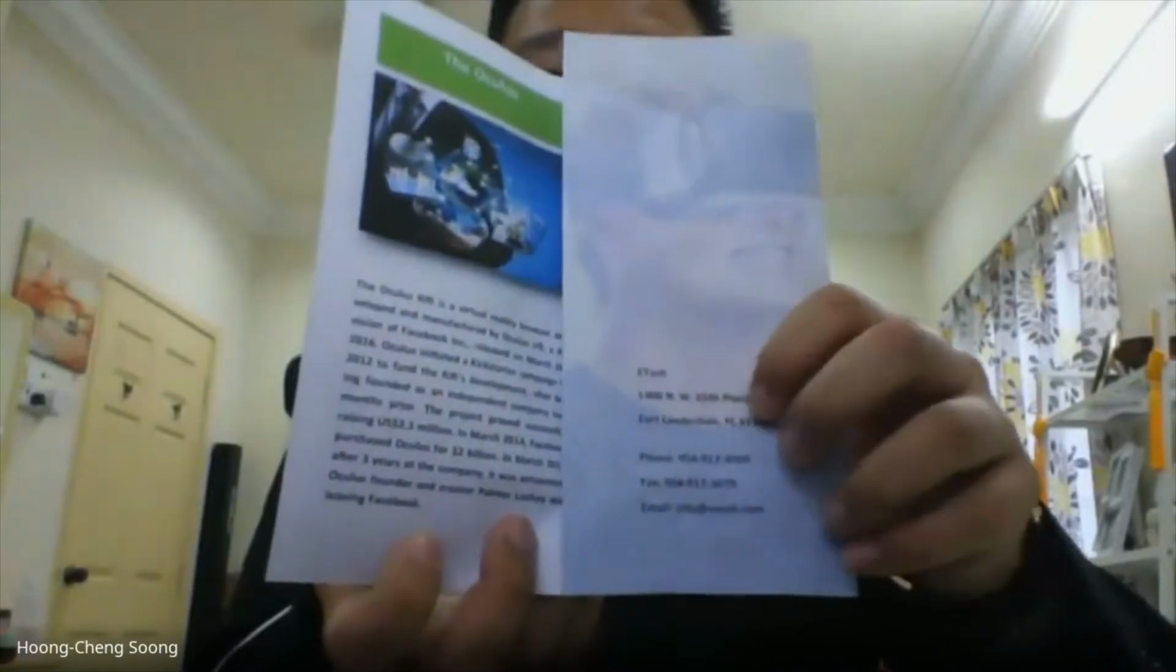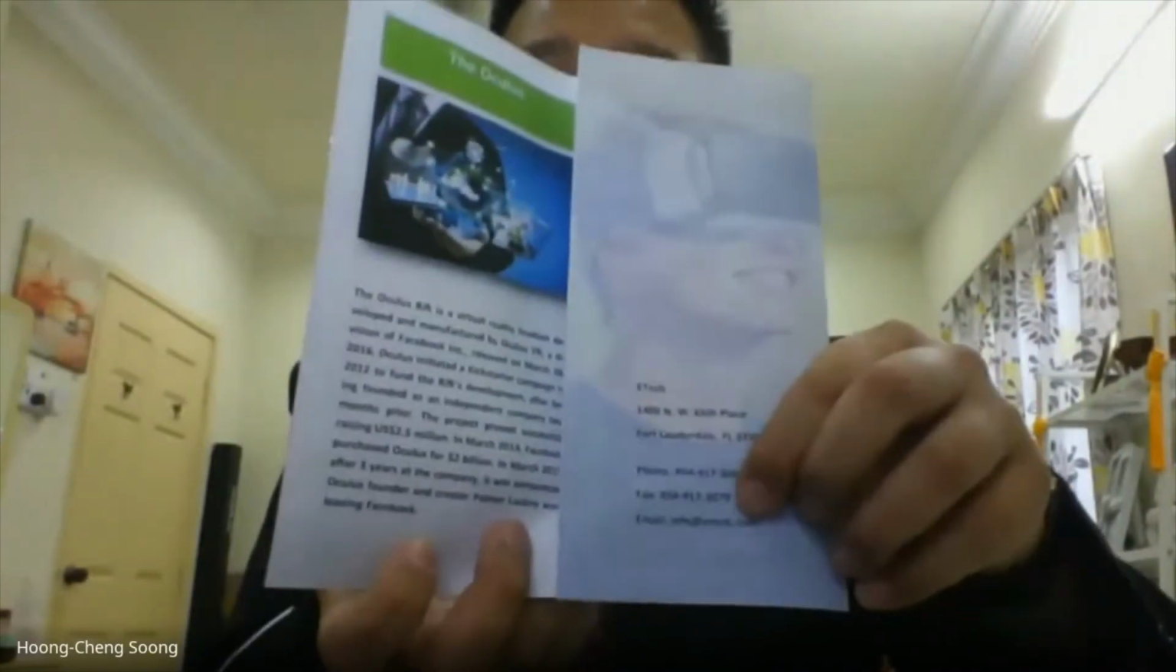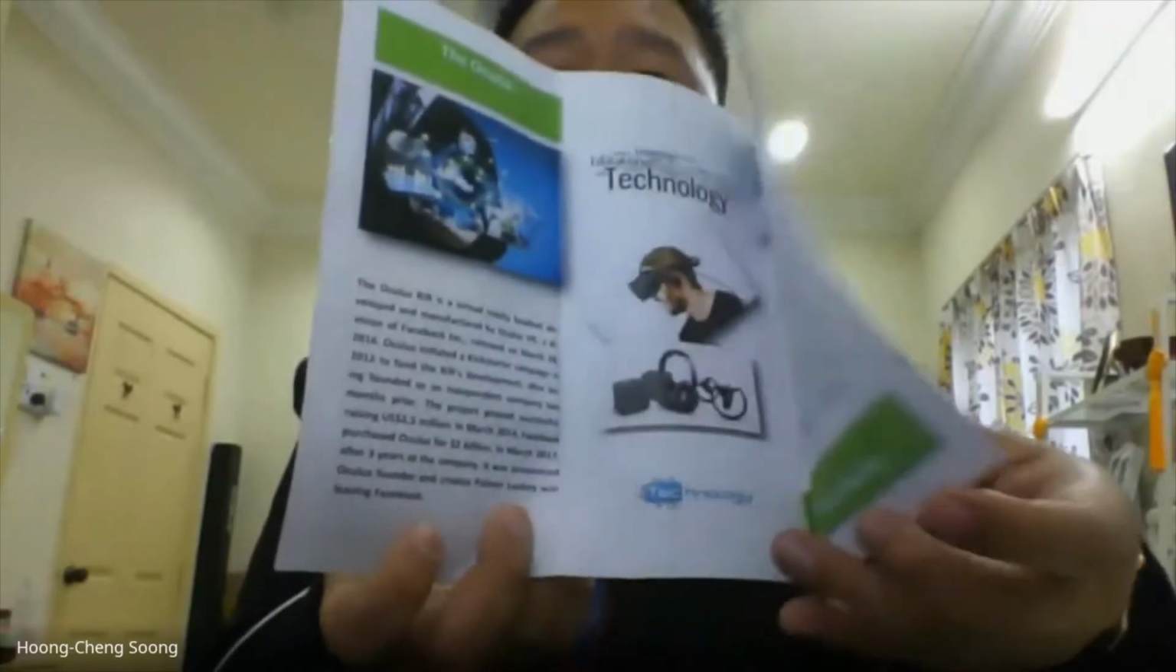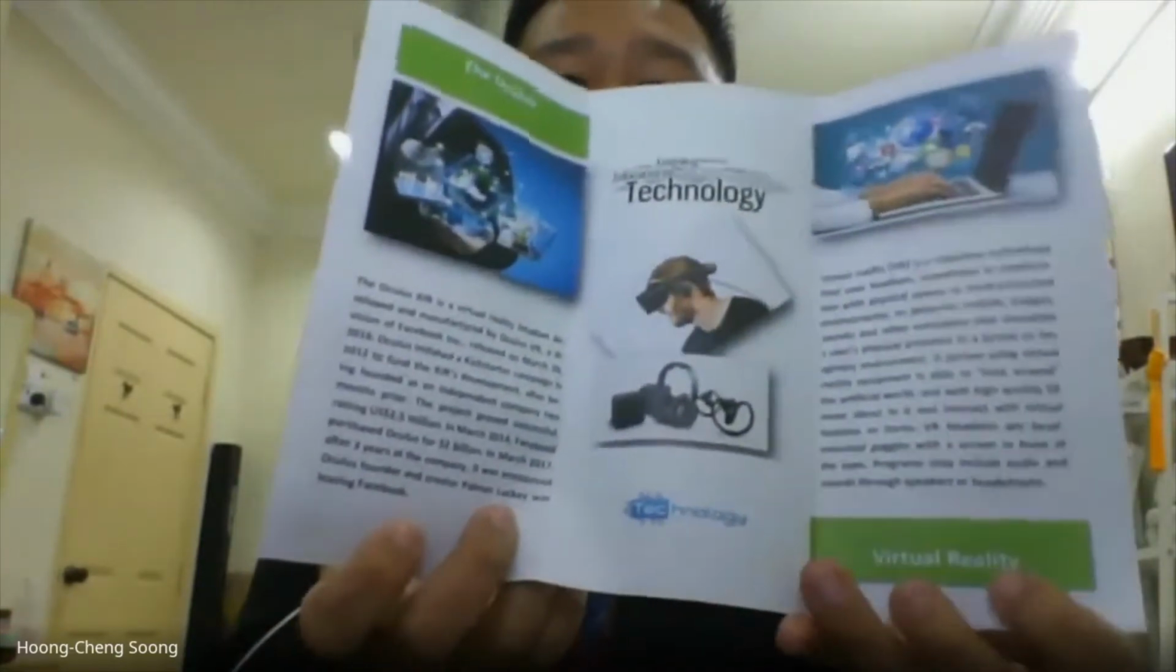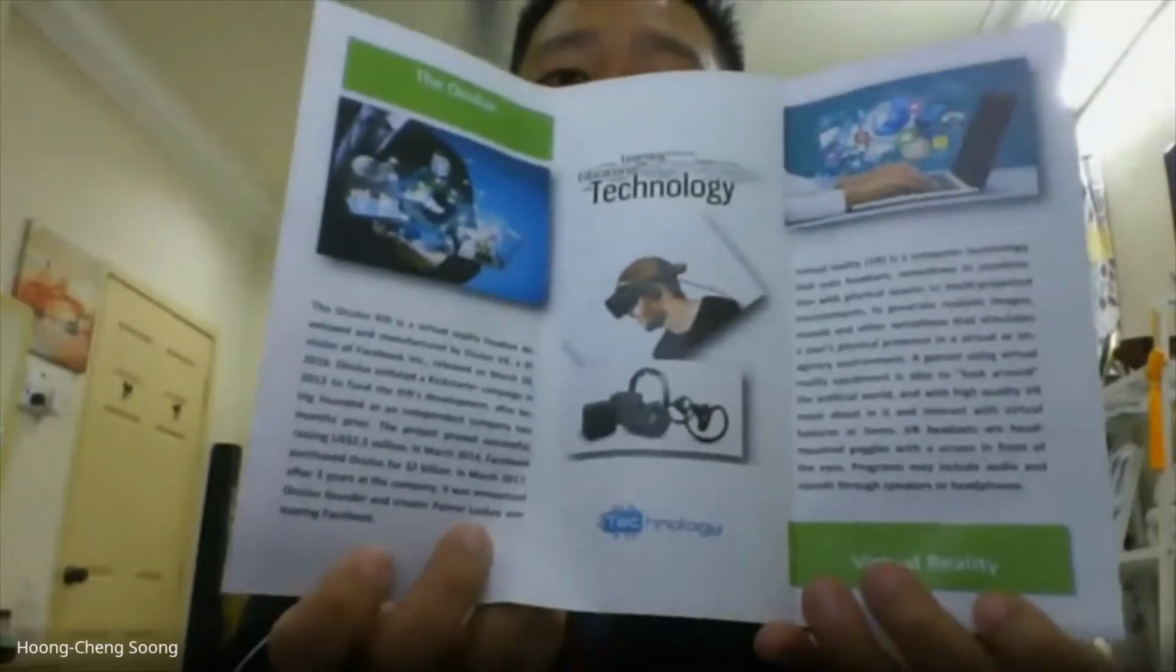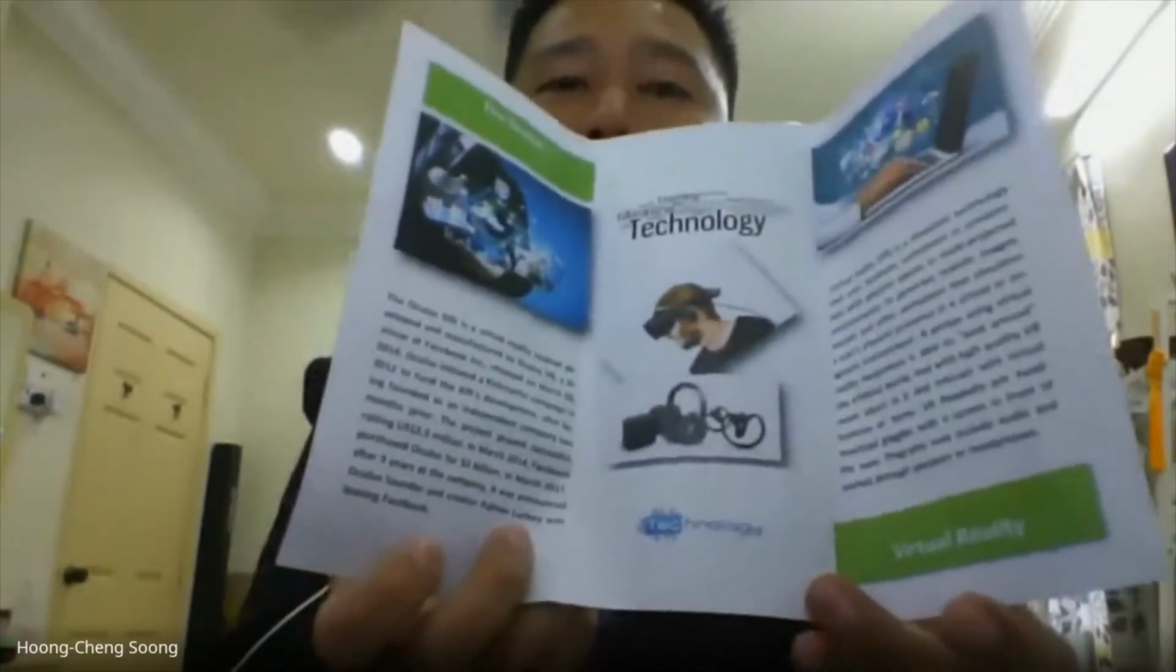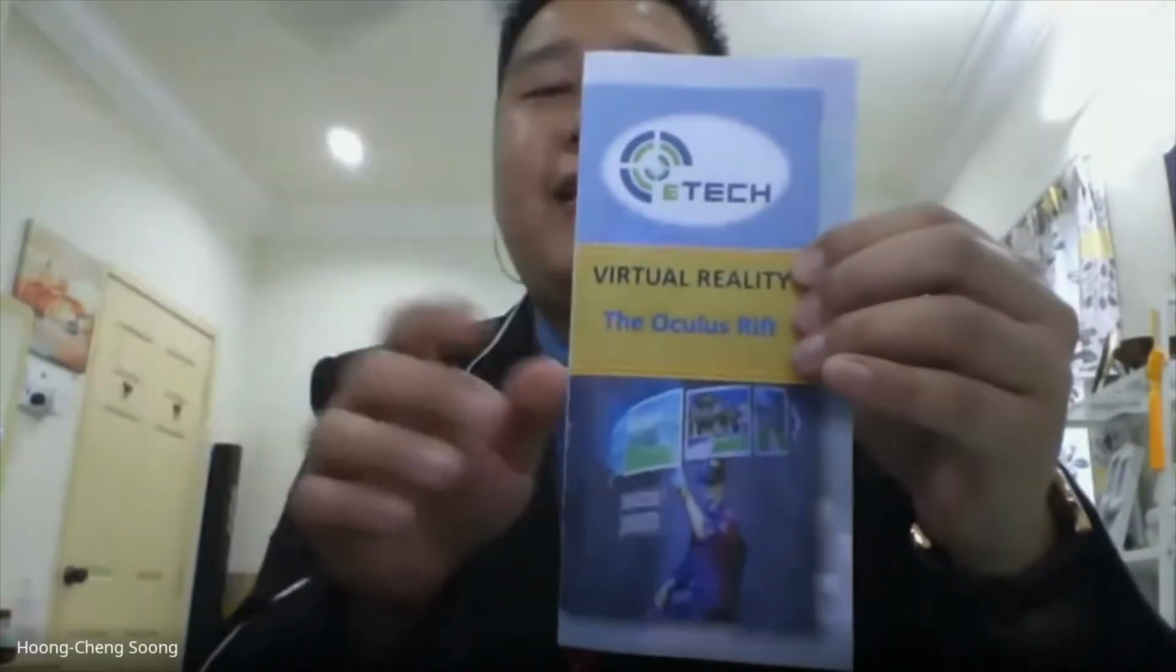You have the logo, what virtual reality is about, and also the product, the Oculus Rift. Inside, when you open it, you have the company description and the address. It is very attractive. It will explain what virtual reality and the Oculus Rift are, with pictures to explain everything. At the back, it gives the details of the package and the prices.